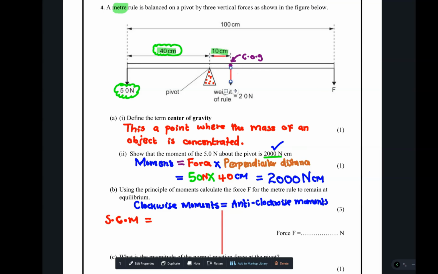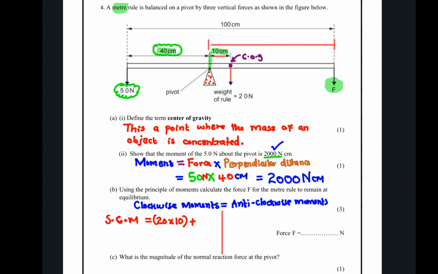And then now we have another moment from the pivot to where the force is. And remember, from the pivot to where F is, that is going to be 60 centimeters. You need to be keen on that. That is going to be 60 centimeters, because all the distances are measured from where the force is to where the pivot is. I'm repeating that because that's the area where most of you make mistakes. So that is F times 60, and then we can write this as 200 plus 60F.